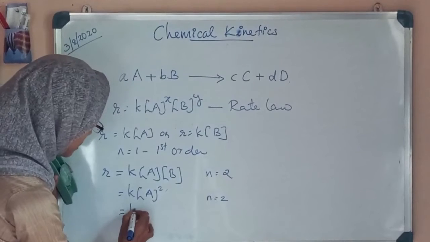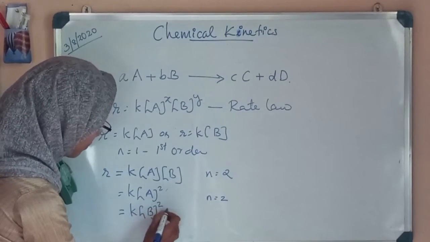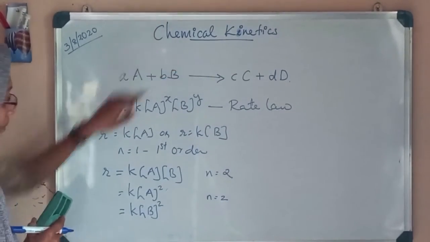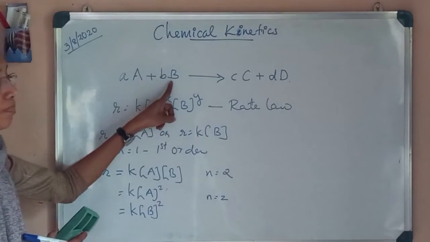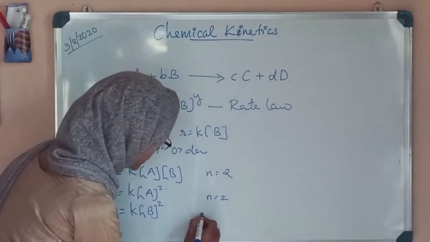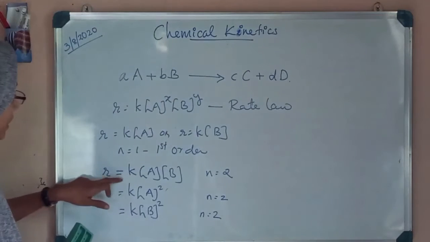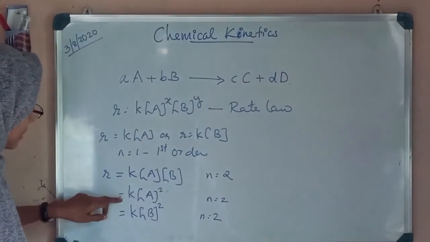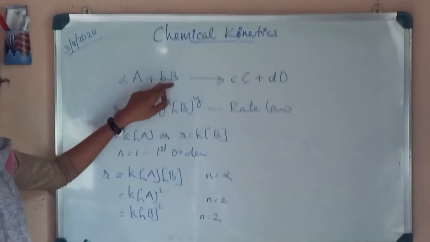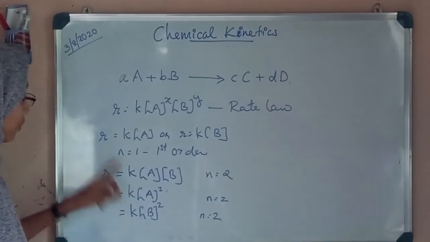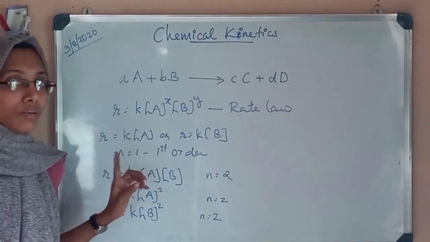And in the third case, k is equal to [B]², but it does not depend on the concentration of A. Even though the reaction involves A, the rate does not involve the concentration of A, so this is also a second order reaction. It means that in such conditions the rate depends on the concentration of both reactants A and B. In some cases, even though there is a second reactant, the rate of the reaction does not depend on the concentration of the second reactant. It depends only on the concentration of one reactant.